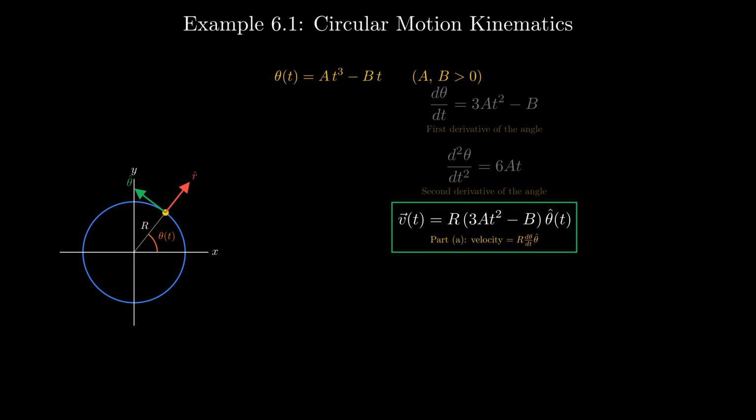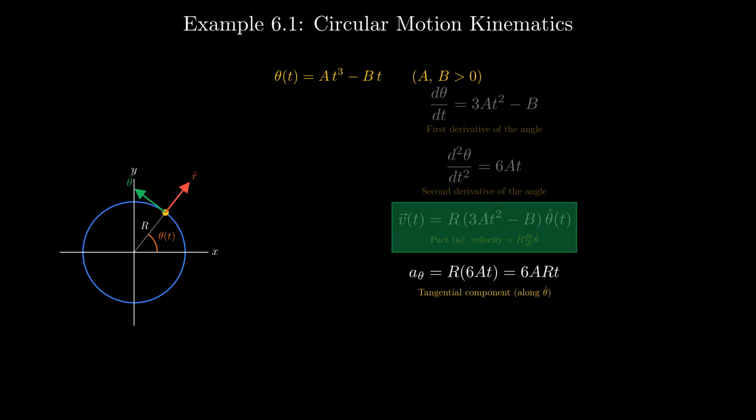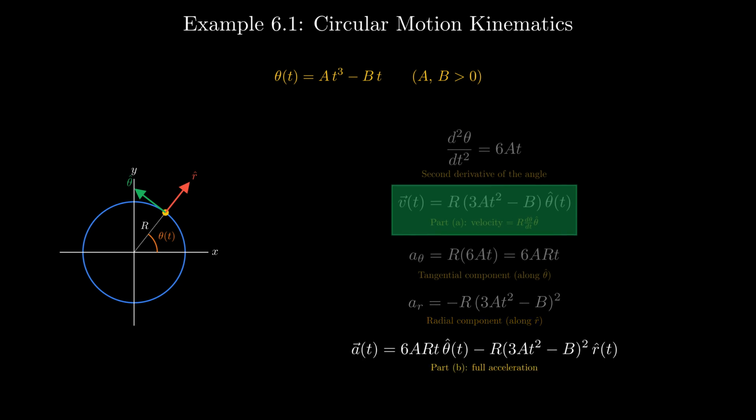That is part A. For the acceleration, use the two components we just derived. The tangential component is r times the second derivative of theta, which is r times 6a t, or 6a r t along theta-hat. The radial component is minus r times d theta dt squared, which is minus r times the quantity 3a t squared minus b, squared, along r-hat. Putting them together, the acceleration equals 6a r t times theta-hat minus r times the quantity 3a t squared minus b, squared, times r-hat. That is part B, the full acceleration in polar coordinates.